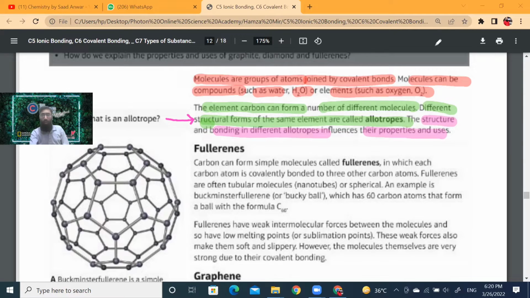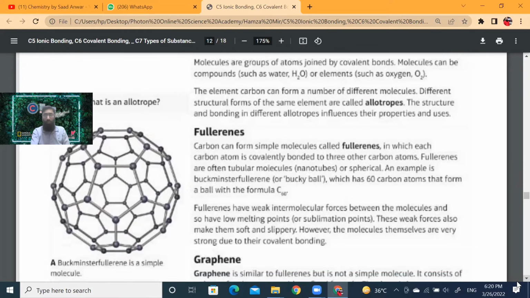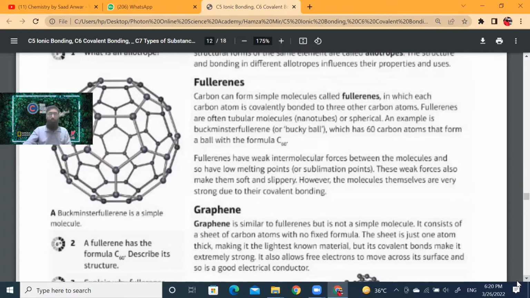One allotrope of carbon is fullerene. And what is fullerene? Fullerene is a football-like structure. You can see it in this figure as well. Its complete name is Buckminster fullerene. It is a simple molecule. This is carbon, this is carbon, and one carbon is joined with another.